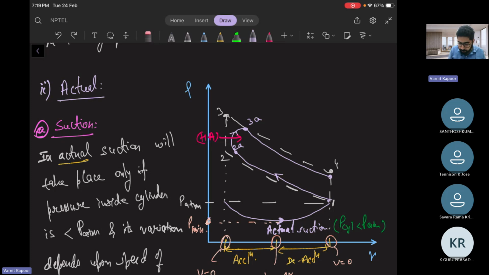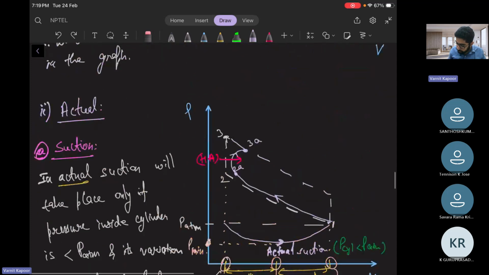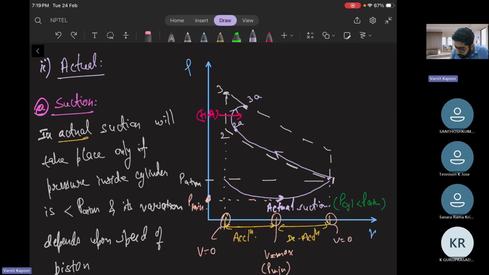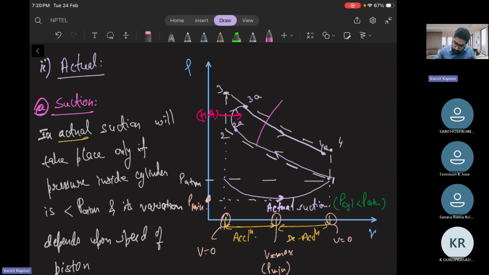Not till here. I think I should not have made it till here because the exhaust process also will be there. So let us make it till here. Okay, this was 4. This will be 4a. Okay, actual expansion. So this will be the direction of the cycle. So this is PV to the power of n is equal to constant. Actual.